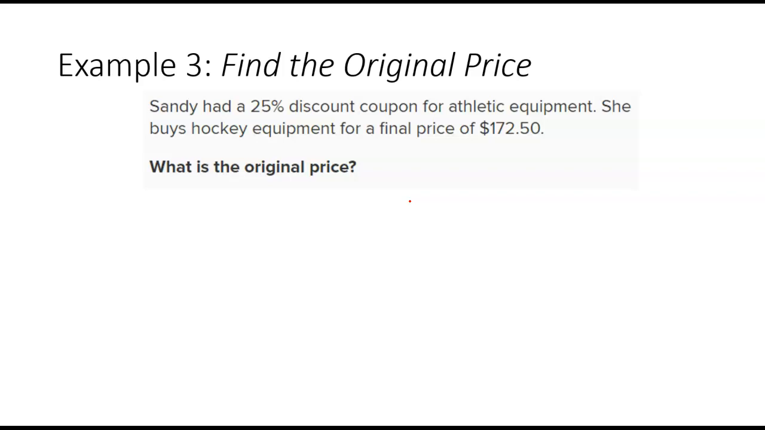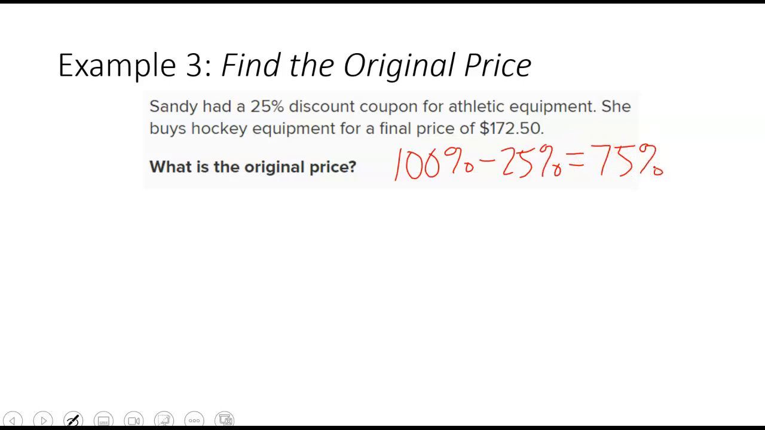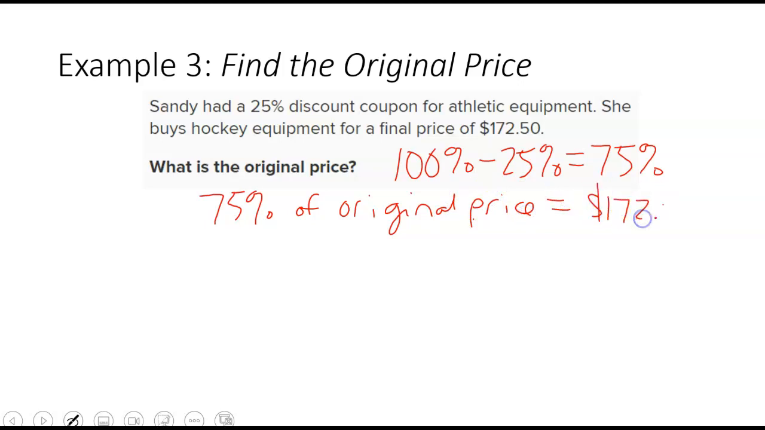So, if you think about it, she had a 25% discount. That means if the original price was 100% and it got discounted 25%, then she's paying 75% of that original price for this hockey equipment. So she's paying 75% of the original price, and that equals the final price.